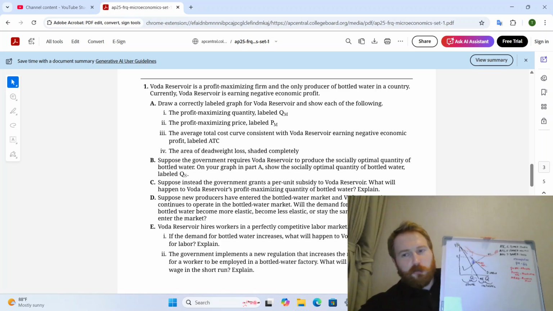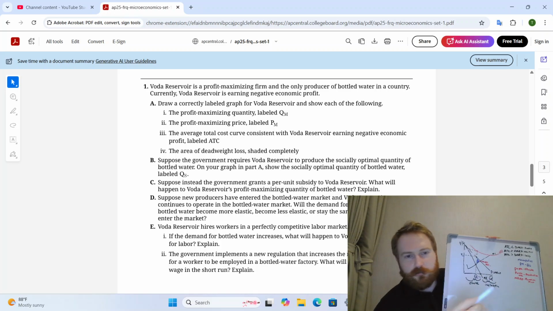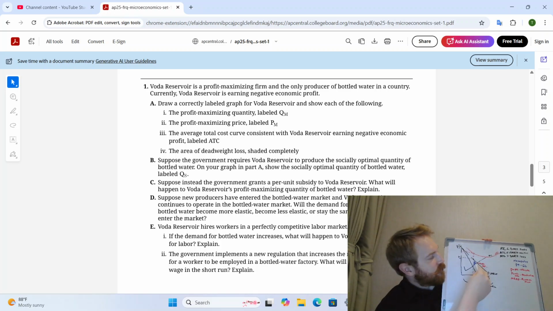It does not matter where you put it or how high or how low. You don't need to label any dots. You just put it wherever you need to put. I just put the little dots because habit. And then you need to shade your deadweight loss.